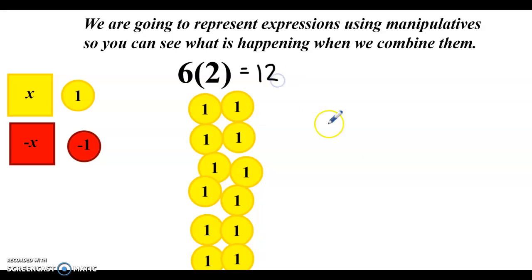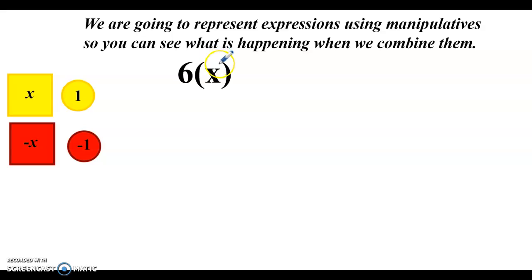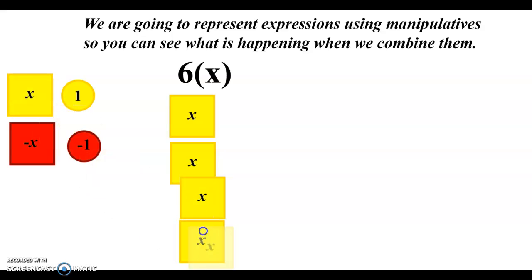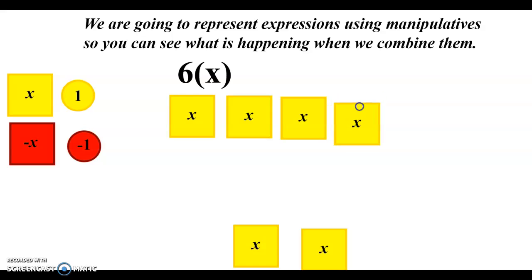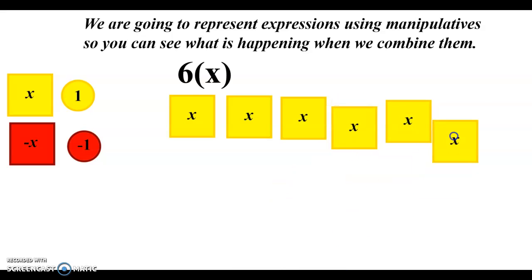Let's look at something a little bit more interesting. This says we need 6 groups of x. So here's 1, 2, 3, 4, 5, and 6. Maybe I'll do them this way because I don't have room going up and down. So I have 6 groups of x, and if I can look and see, that is just 6 x's. So 6 times x is just 6x, and that's the algebra way of showing I'm multiplying a number and a variable.